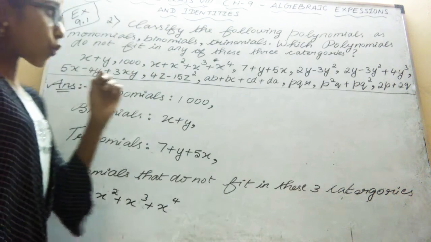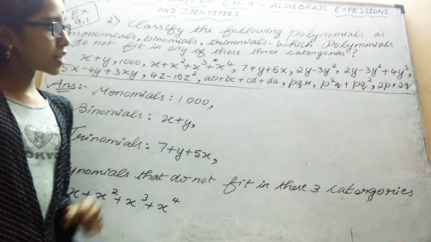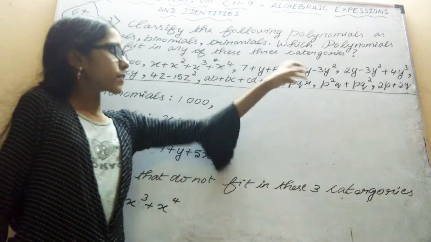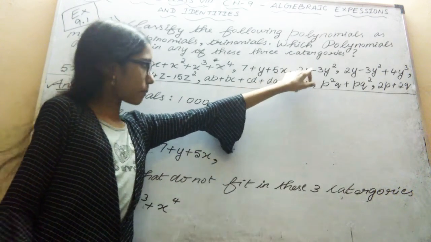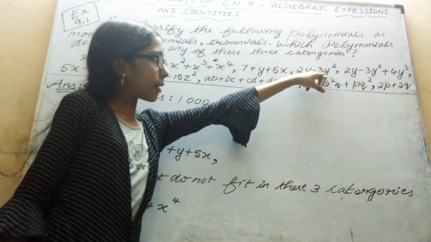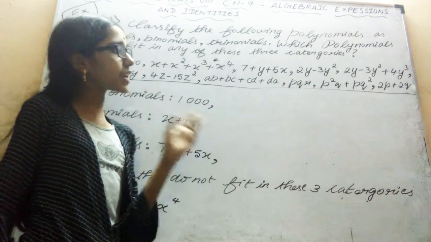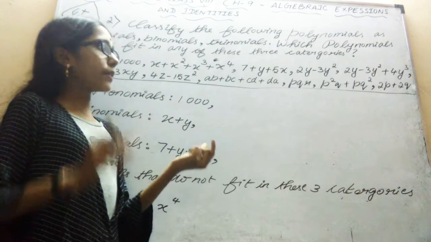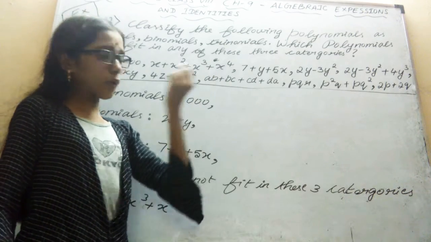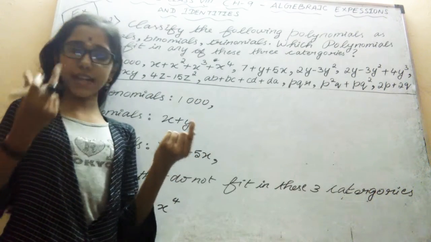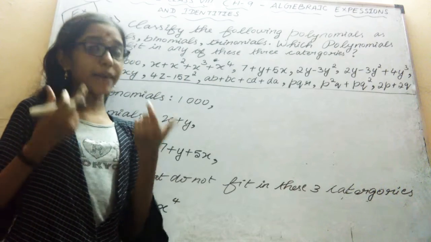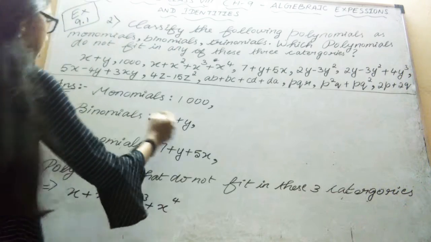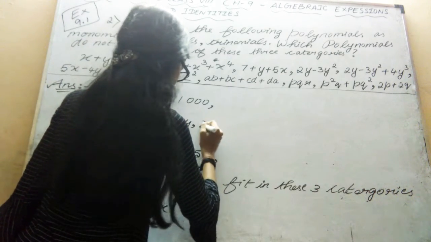The next one is 2y minus 3y square. Here you can't simplify them because here it is y power 1, but here it is y power 2. The powers are different, which means the terms are unlike. So 2y is one term, and minus 3y square is another term. These two are separated by a minus sign. So two terms are there, so it is a binomial. So let it be 2y minus 3y square.